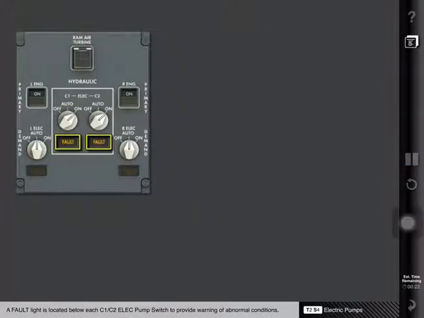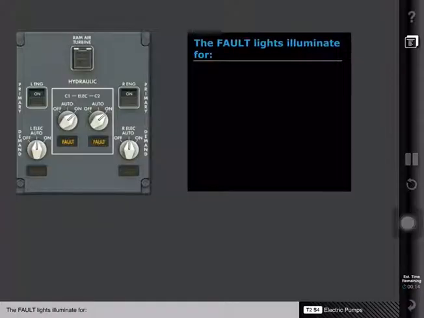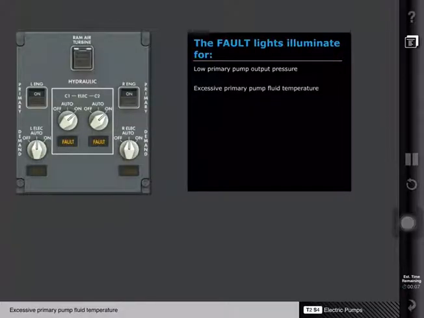A fault light is located below each center electric pump switch to provide warning of abnormal conditions. The fault lights illuminate for low primary pump output pressure, excessive primary pump fluid temperature, or the pump is selected off.